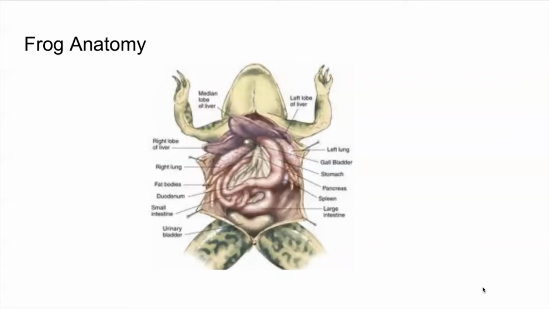The anatomy of the frog can be seen as the median lobe, the left lobe, the right lobe of the liver, the left lung, the right lung, the gallbladder, the fat body, the stomach, and so forth.